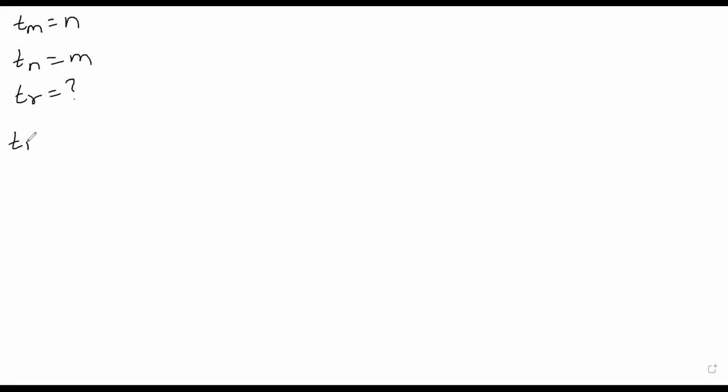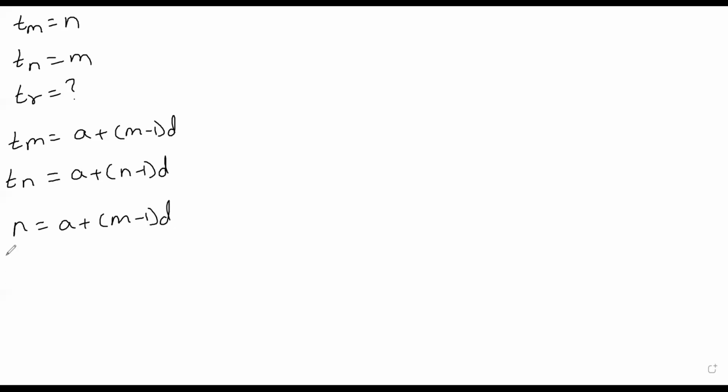So the mth term is A plus (m minus 1)d and the nth term is A plus (n minus 1)d. So Tm is n, so n is equal to A plus (m minus 1)d and m is equal to A plus (n minus 1)d. Now we have to solve this for A and d. So we will subtract them.